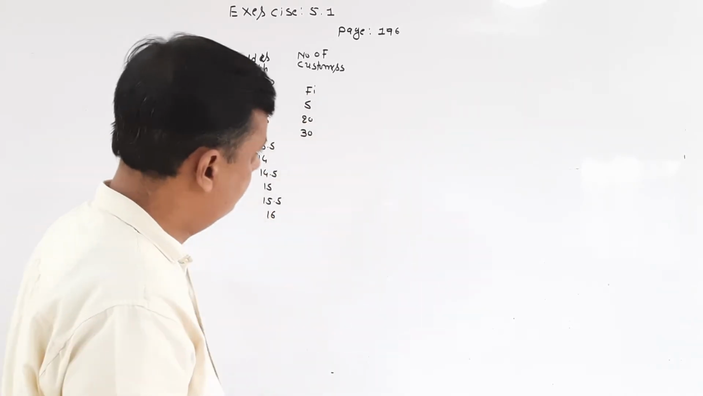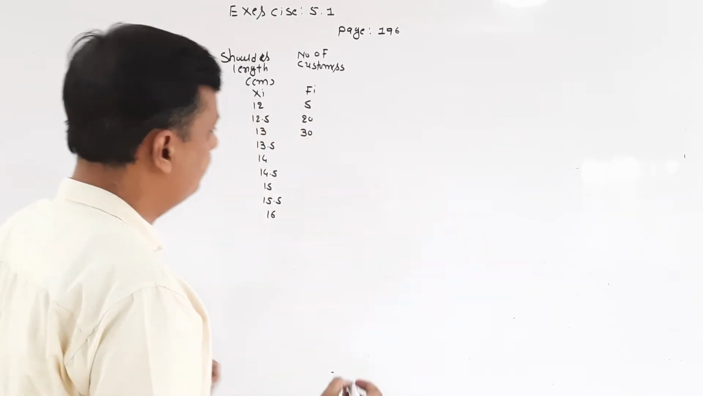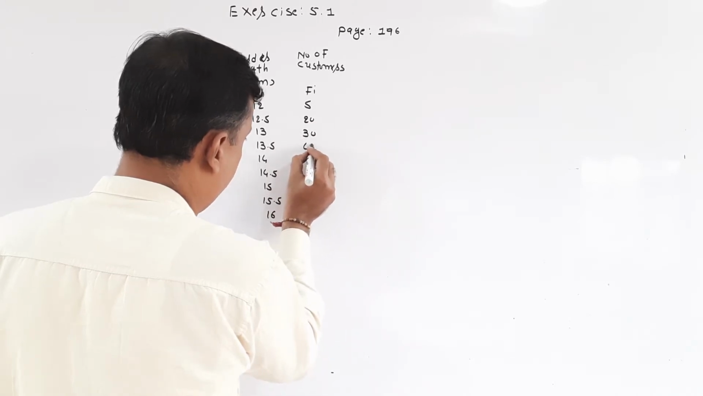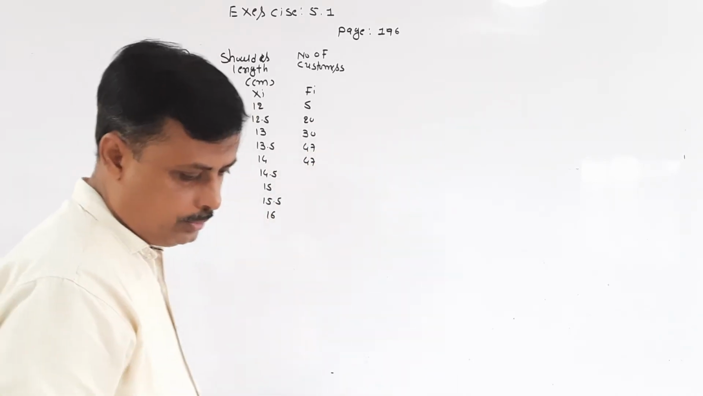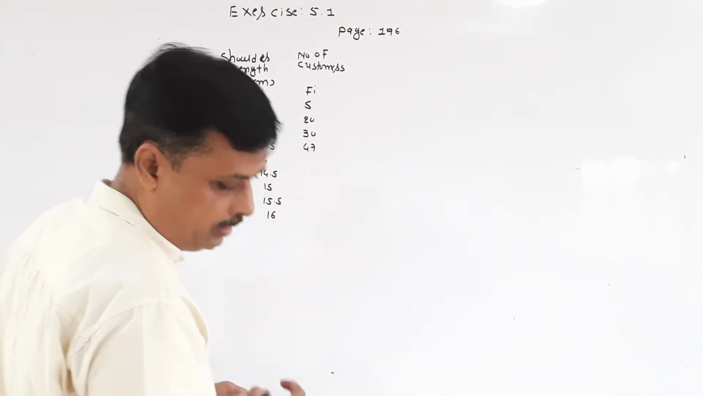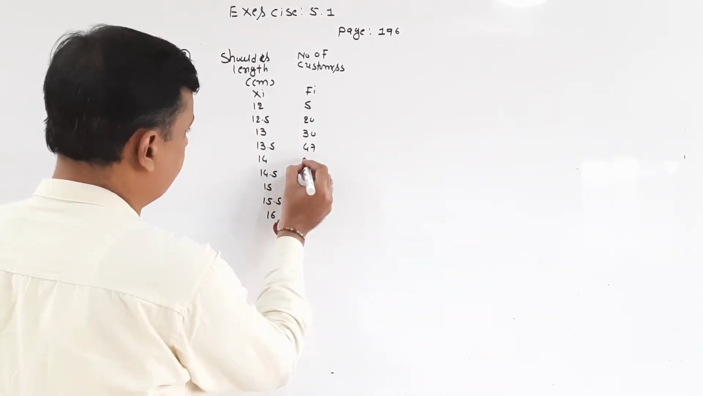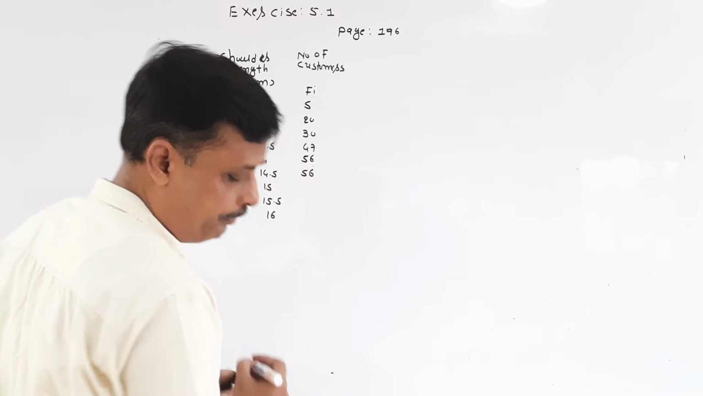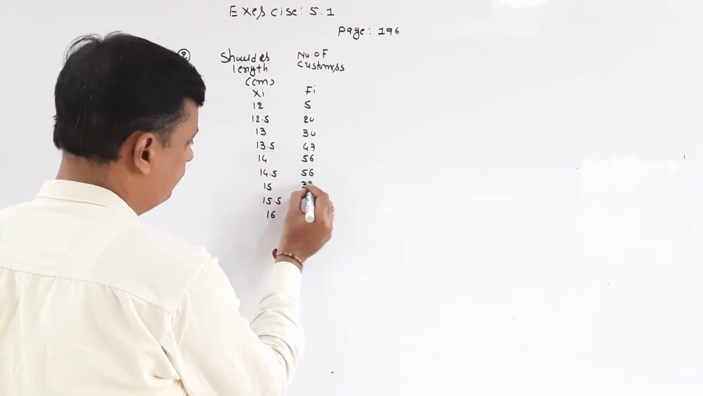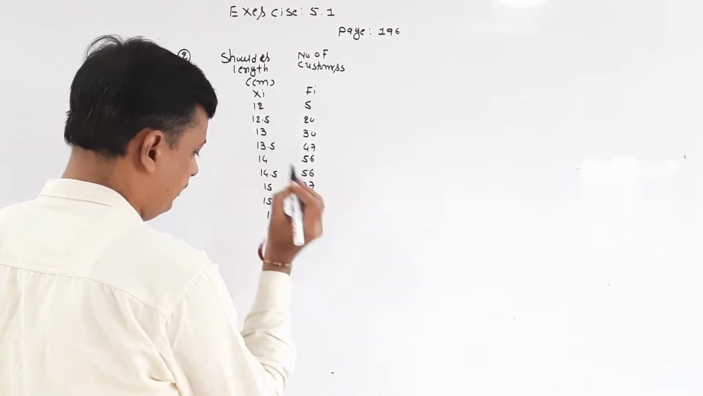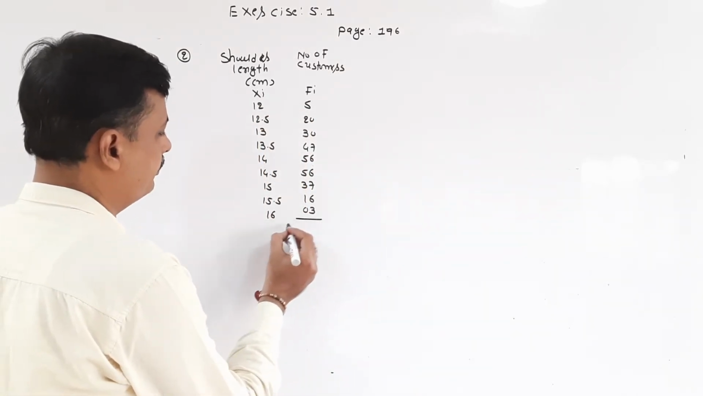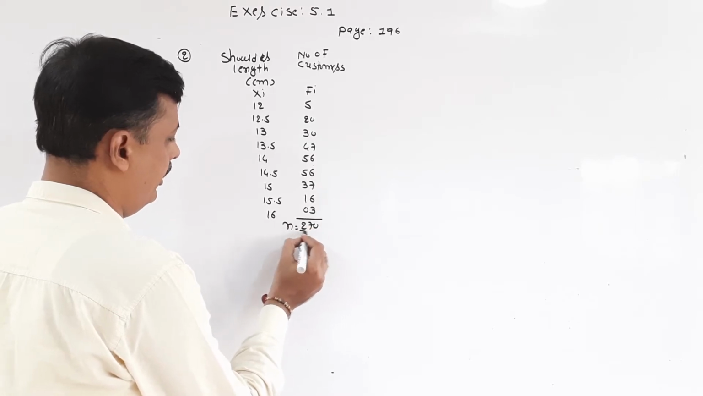47, 56, 56, 37, 16 and 3. Now total, that is 270. N is equal to 270.